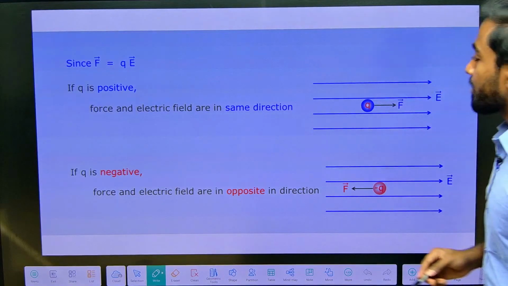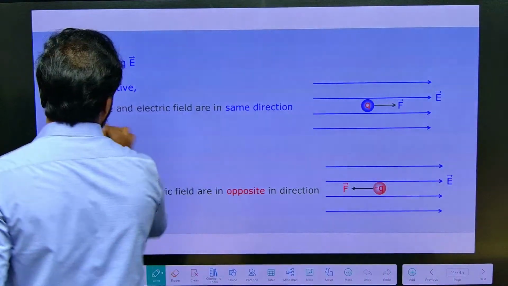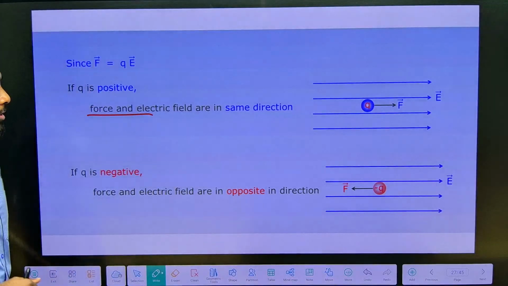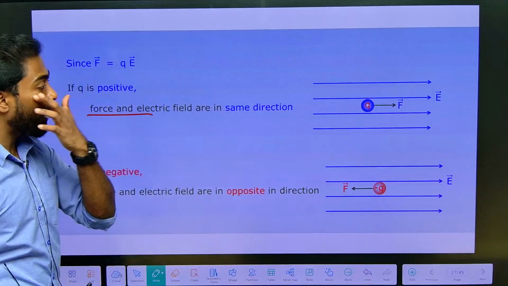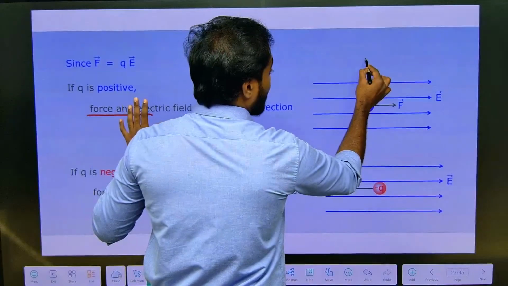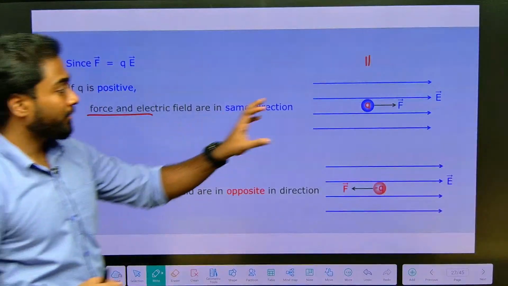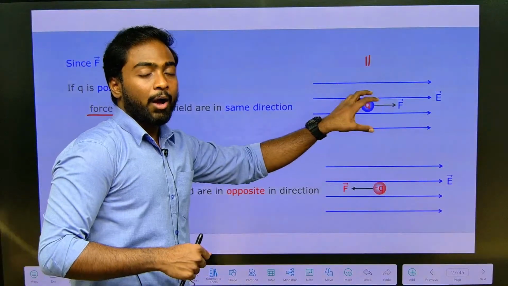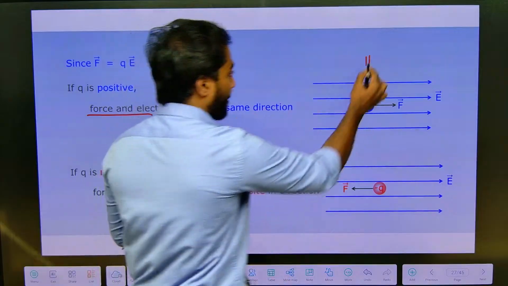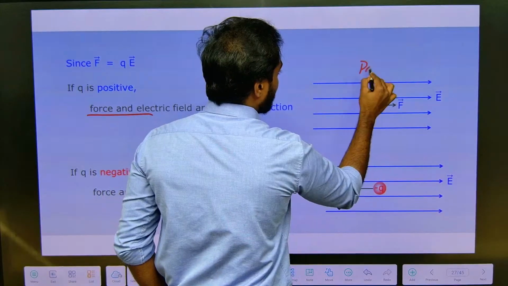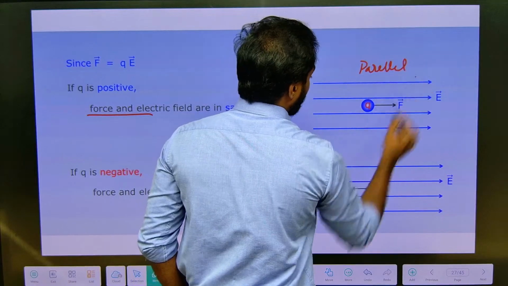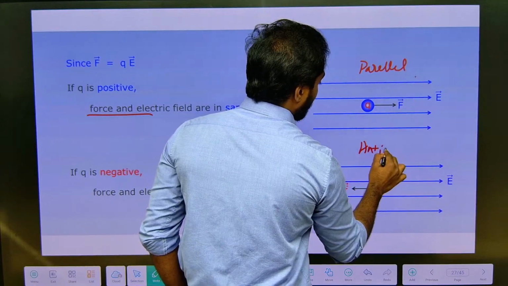Since Q is positive, the force and the electric field are in the same direction. If Q is negative, the force and the electric field will be in the opposite direction. So when we place a positive charge in the electric field, the direction will be parallel. And this one is anti-parallel.